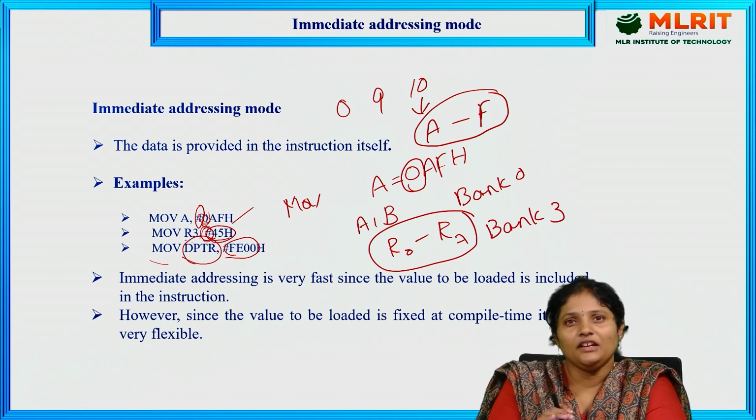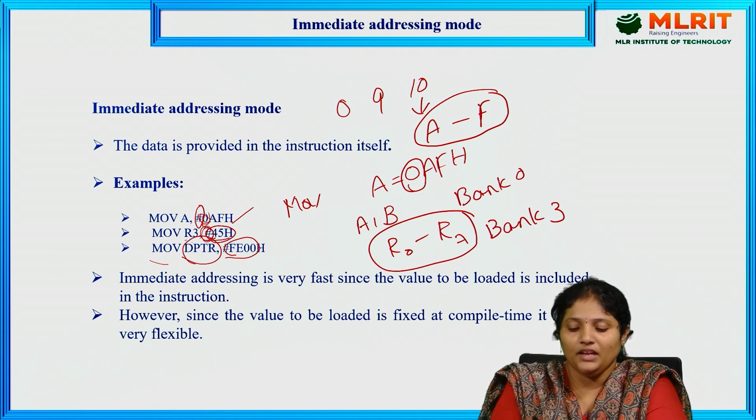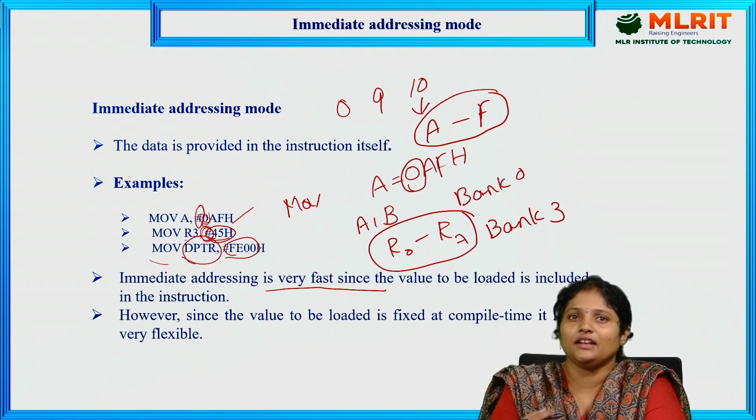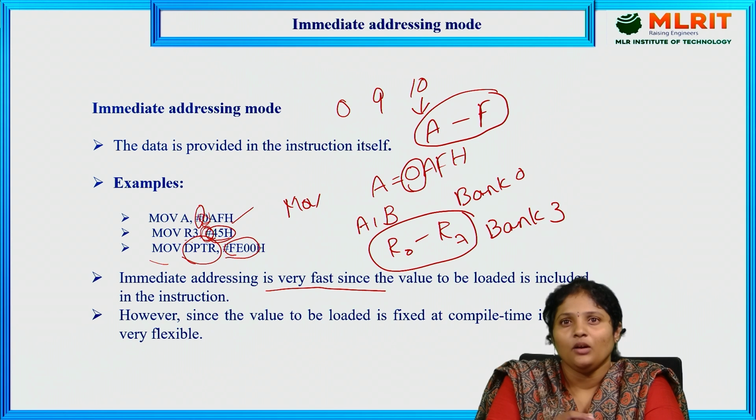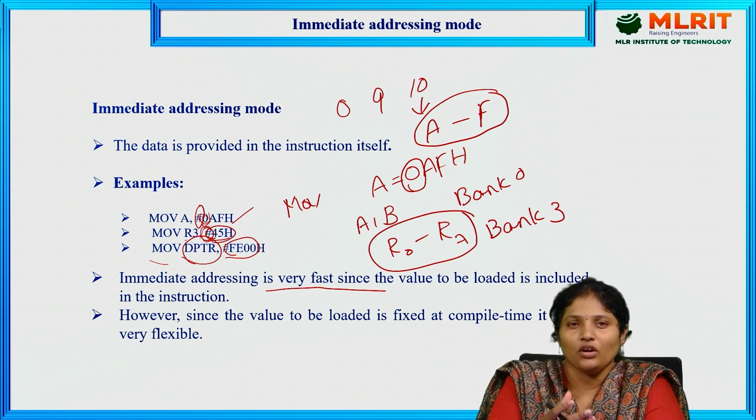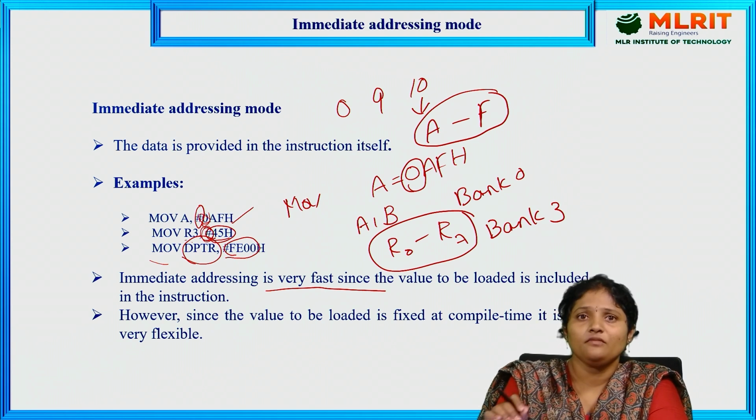In immediate addressing mode, the data will be accessed very fast since the data is loaded in the instruction itself. However, it is not very flexible, because the data is fixed at compile time.